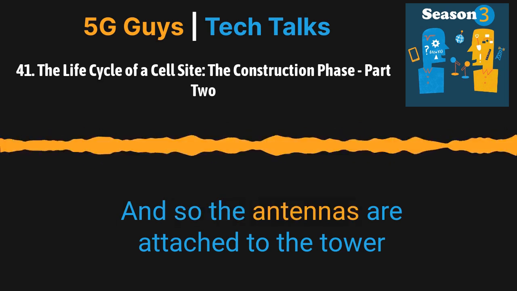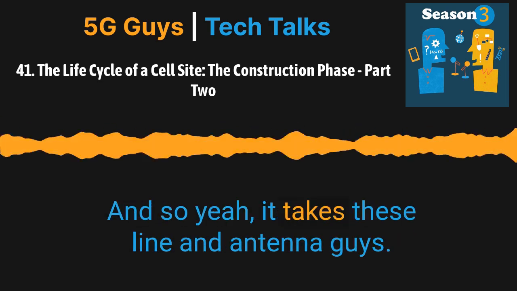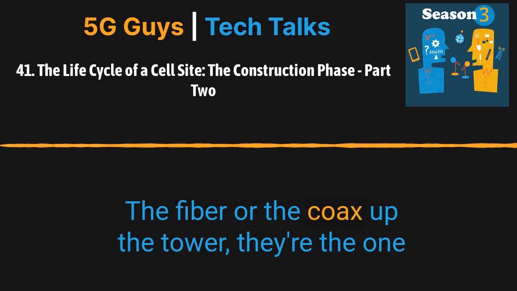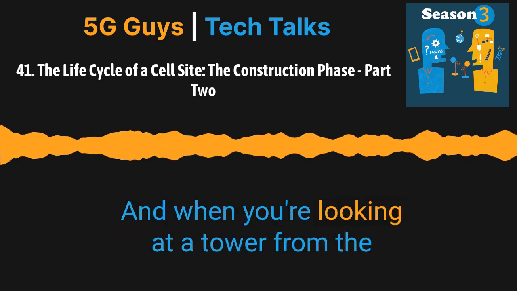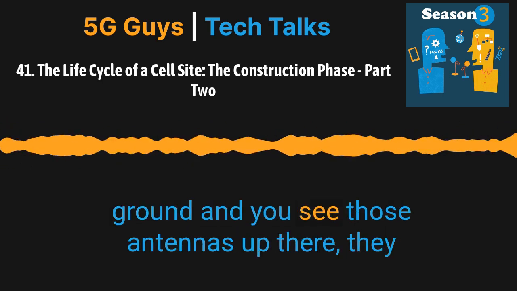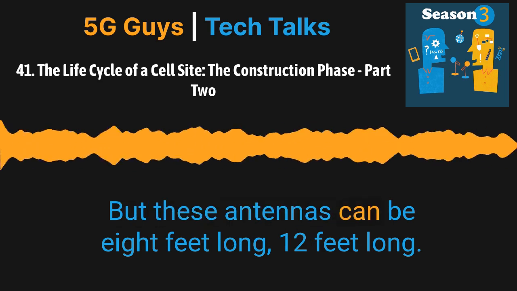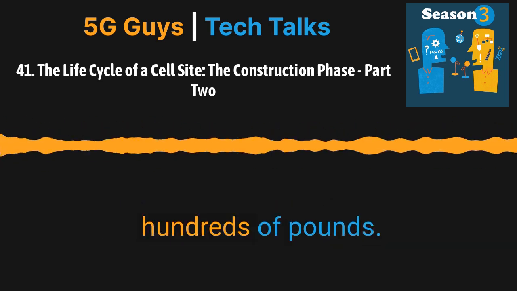The antennas are attached to the tower, and a lot of people don't even necessarily realize that. So it takes these line and antenna guys. They're the ones running the fiber or the coax up the tower, and they're the ones attaching those antennas. When you're looking at a tower from the ground, the antennas up there don't seem that big, but these antennas can be 8 feet long, 12 feet long. They can weigh hundreds of pounds.